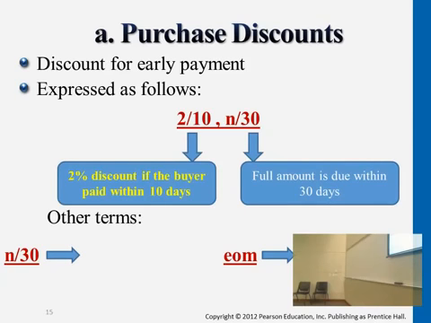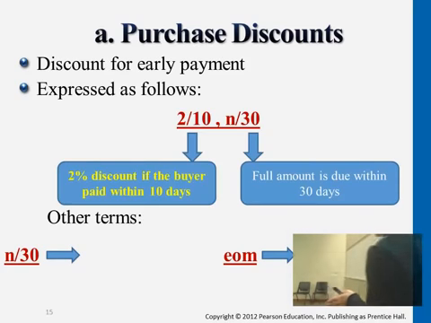Okay, so there are different types of credit terms. Companies may also decide not to give out any discounts at all. It could be just net 30, or net 40. The slash 30 means the exact days. If it's slash 40, that means you have to pay within 40 days. Slash 45, pay within 45 days.